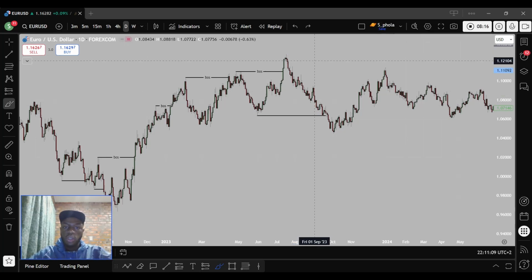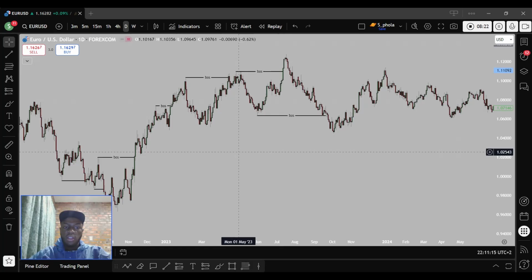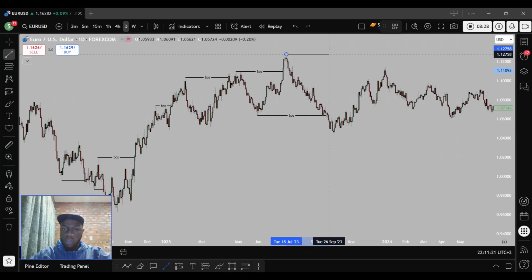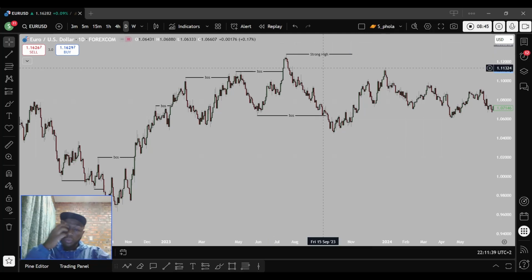You understand? So this is our break of structure. Then this is the highest point before our break of structure. So this is our strong high. You understand? So cool.